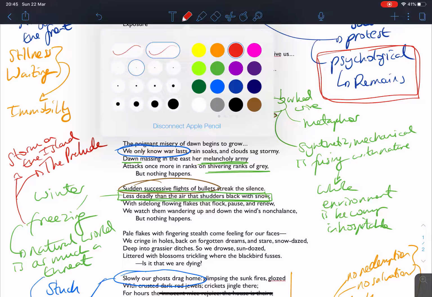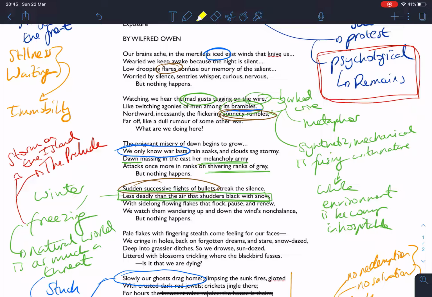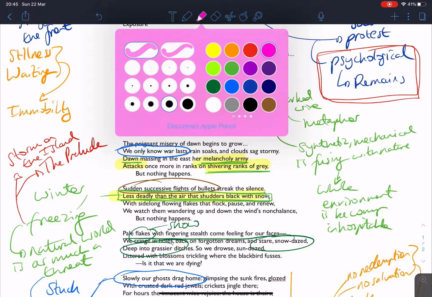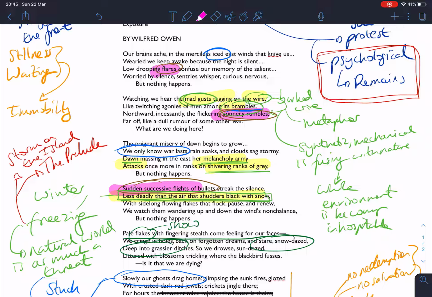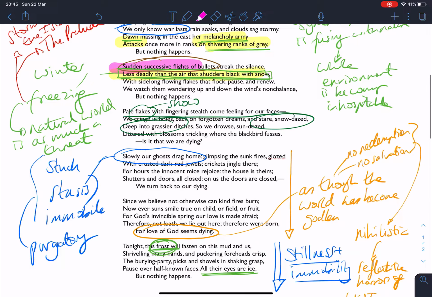But what's interesting here is that the references to the natural world are significantly more frequent than the references to the synthetic, to the mechanized. So here we have all the way through, all these references to the natural world, and they carry on. 'These pale flakes with fingering stealth,' these flakes of snow. And they stare, they're snow-dazed, and they are deep into grassier ditches. So again, we have all this coming through. And by comparison, which I'll just highlight in pink, the presence of the military and the mechanized is comparatively infrequent. And it's that balance in this poem that makes it about winter, about freezing, about stillness and being immobile. It makes it seem that you cannot escape the threat of warfare and conflict.